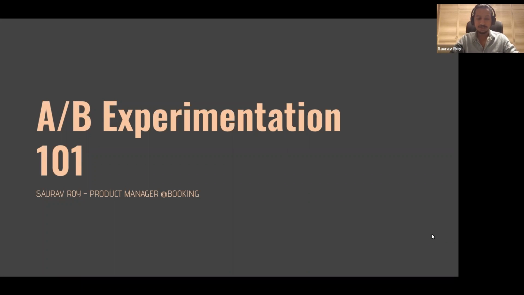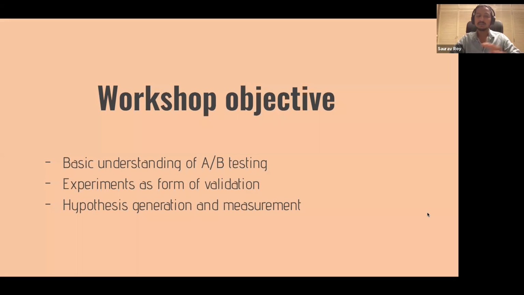So let's start with the objective of this presentation or workshop. Pre-COVID, I usually used to do it as a workshop. What you'll get out of it is a basic understanding of A/B testing, what it means, when it should be used, how it can be used as a form of validation of your changes, how to collect data and how to interpret the results, and how to formulate a good hypothesis and measure the results.